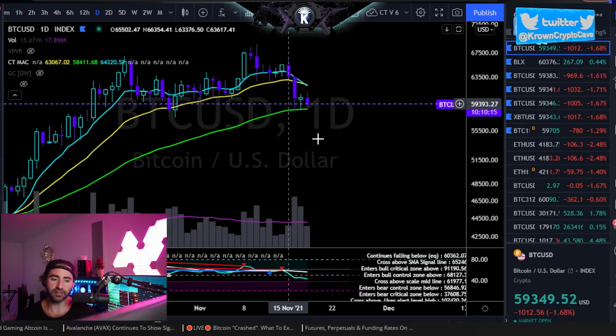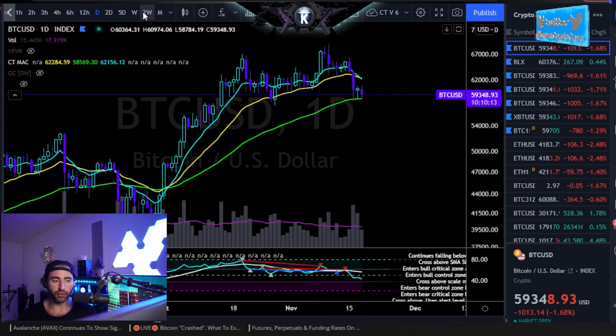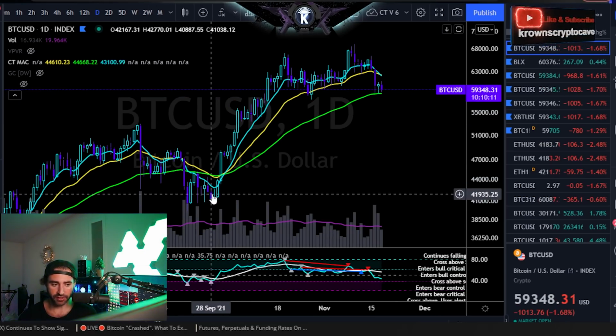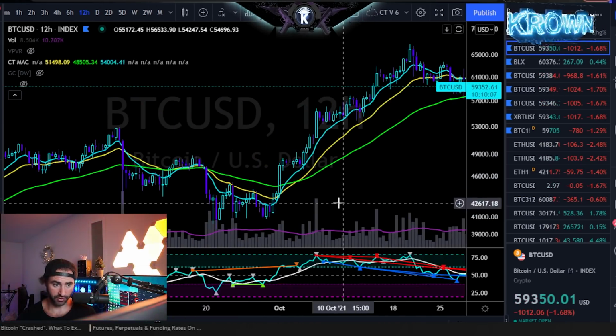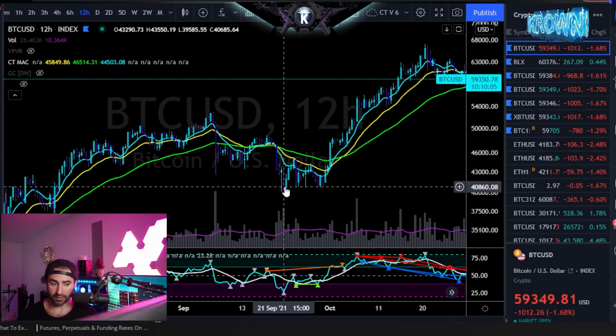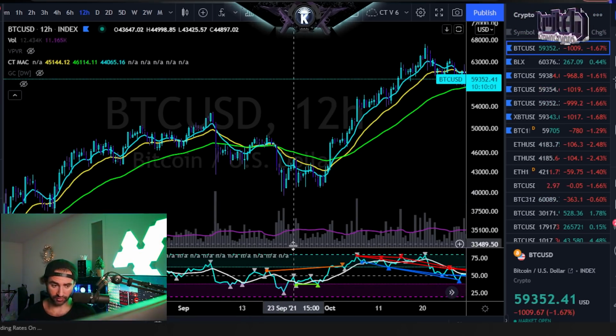Now, that doesn't necessarily have to be on the daily right here. You'll notice we did not have bullish divergence over here, although we did have it on the 12-hour, for example. You'll notice if I go down to the 12-hour, on our last major low, that was in September, by the way, on the 21st as well.